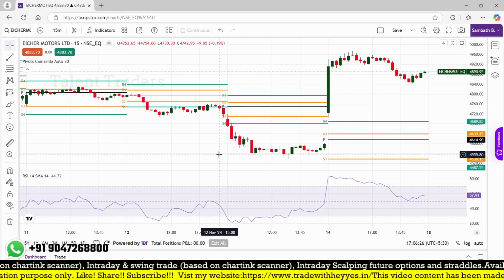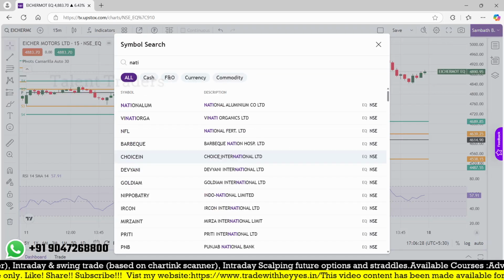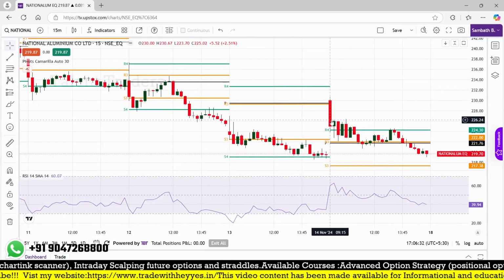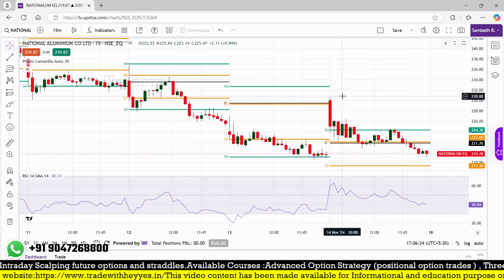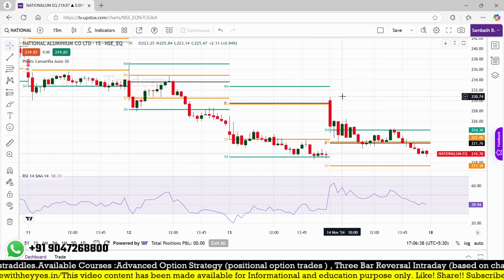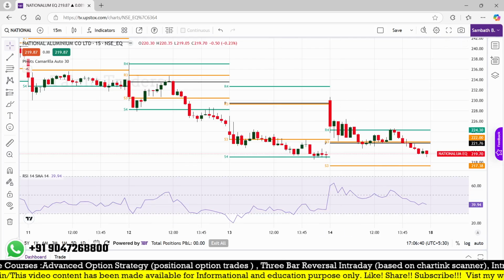The second one we found is National Aluminium, and that is also not a valid trade today. It started above the R4 level, but the first candle is red and it never breaks the R4 high, that candle's high. So that is not a valid trade. Of the two stocks today, neither is valid, and yesterday there were no stocks.